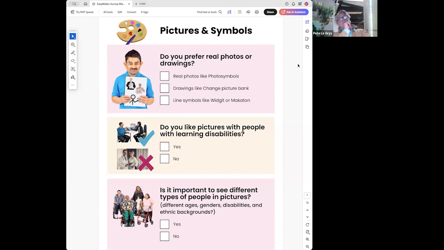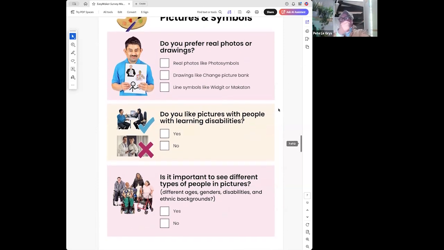So this next one, do you like pictures of people with learning disabilities? This was one of those things where somebody had done work with people, or people had a discussion about representation, and that was a sort of resounding yes on that mostly. And the same with different types of people, very popular. There was a thing about body image, and about people didn't seem to like.